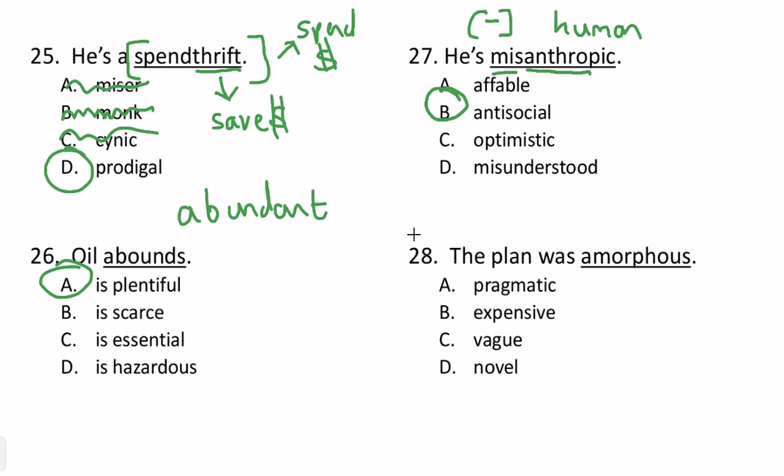The plan was amorphous. Again, you can use prefixes here to figure this one out. Morph kind of means like shape. Has a negative effect on the sentence. So I kind of think like no shape. Well, if it has no shape, it's not very clear, so the best answer is vague.